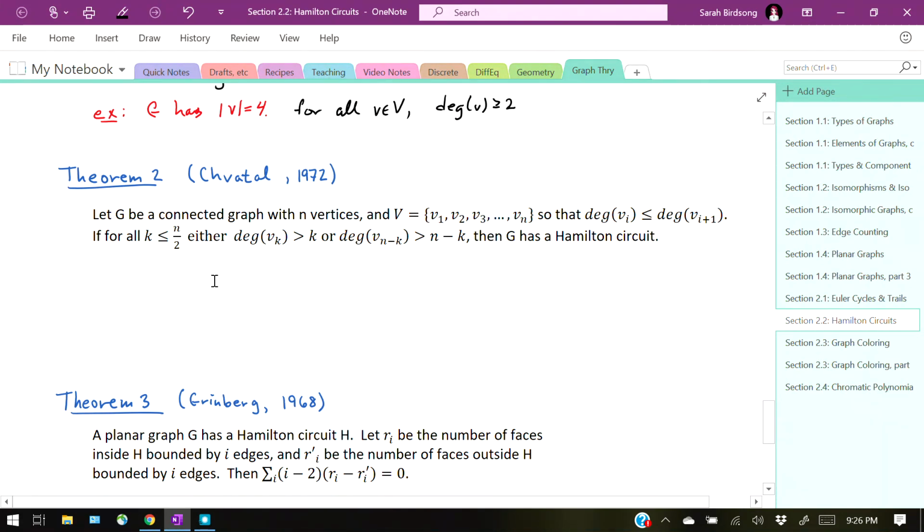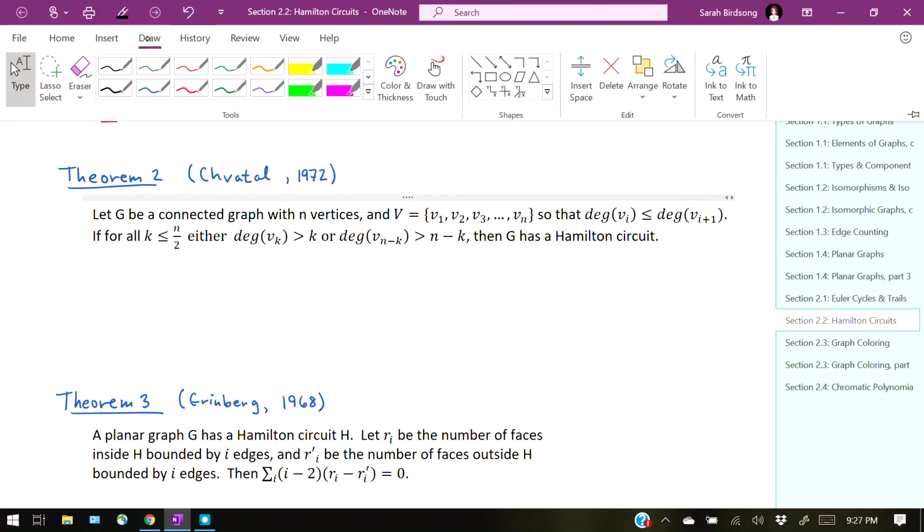Now here's the condition in order to get your Hamilton circuit. In this case, it says if you look at the first half of these vertices, you either have to have those vertices have their degree greater than k, or the symmetric vertex needs to have degree at least n minus k. Okay, so let's see what that would look like, and I'm going to do a really baby example.